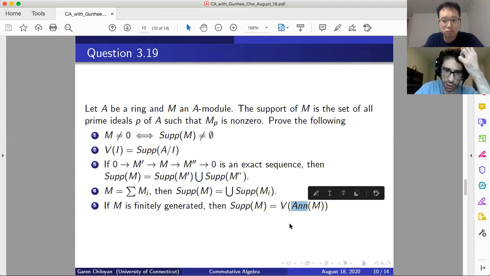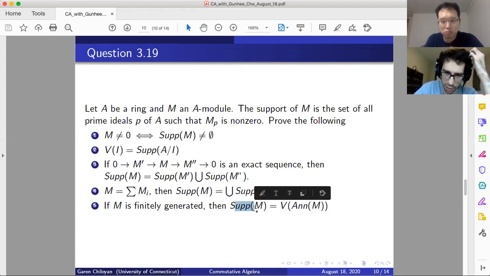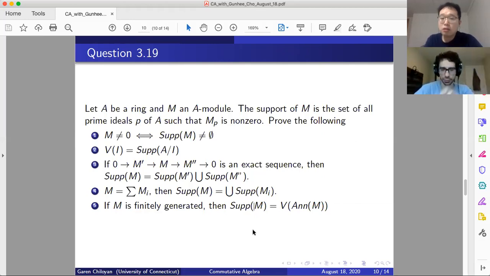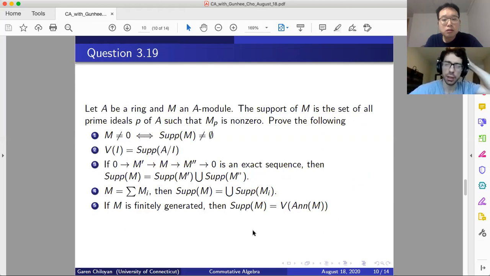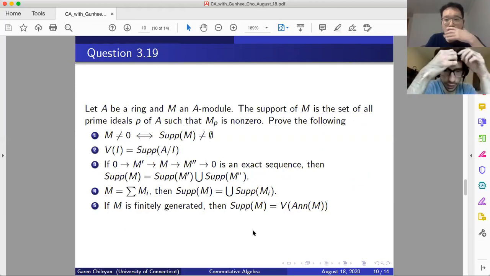If P is in here, then P is in here. And we proved if P is not in here, then P is not in here. And we proved left to right. And so there are more questions following up to this question number 3.19. It has to do with the tensor product, and we will get to them maybe next week.